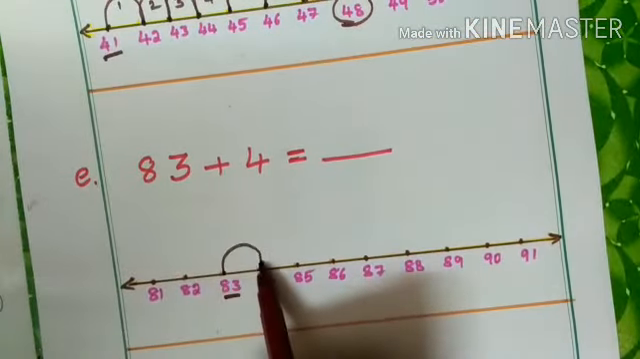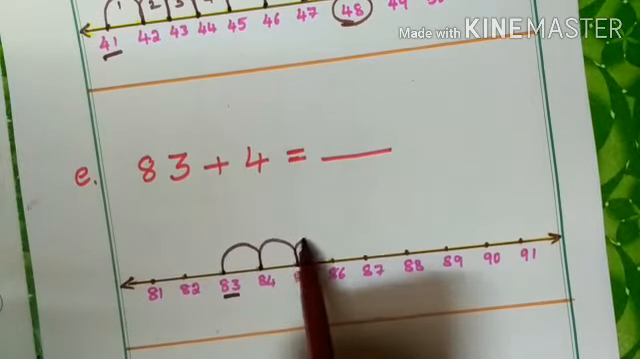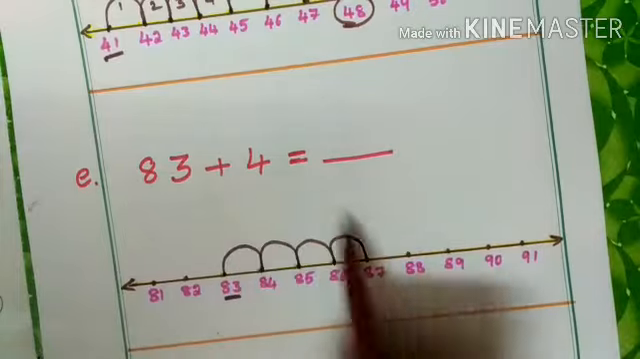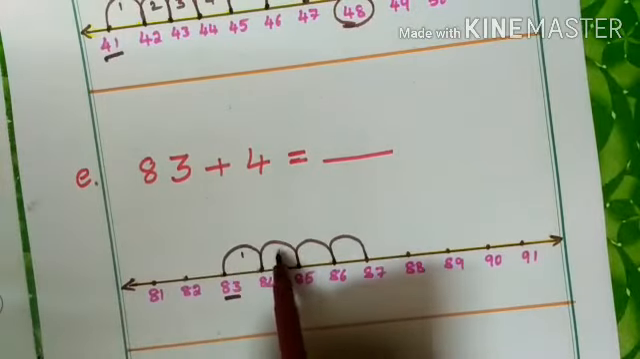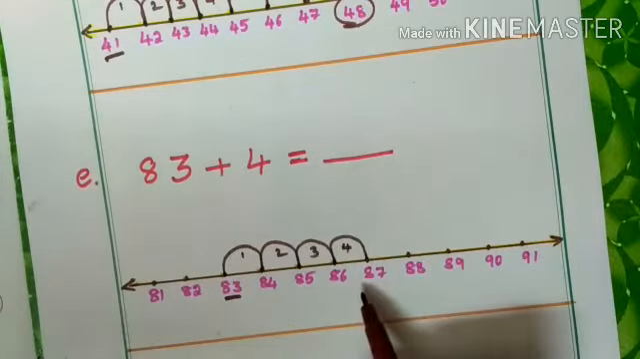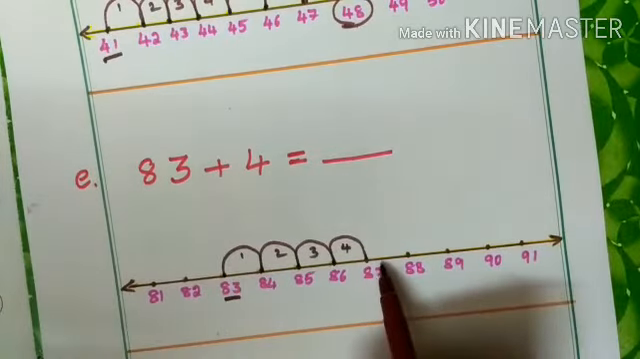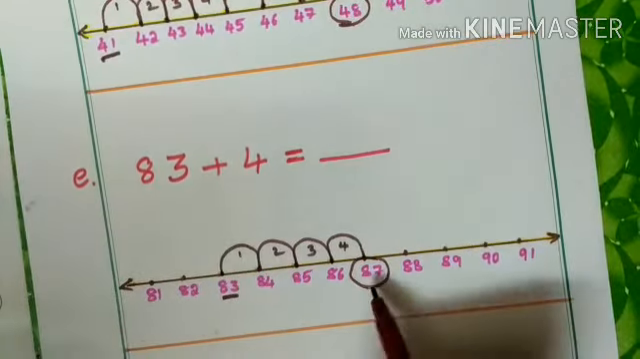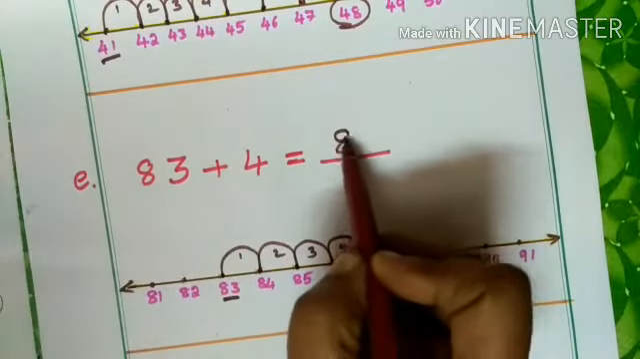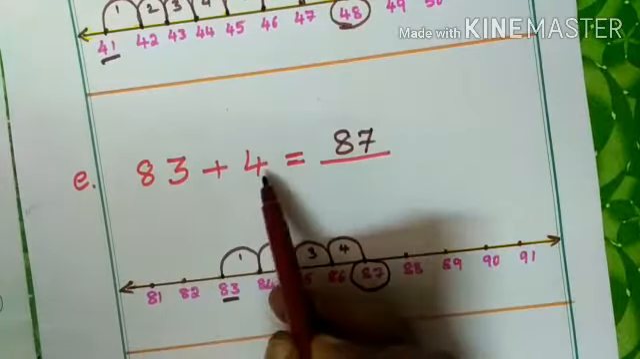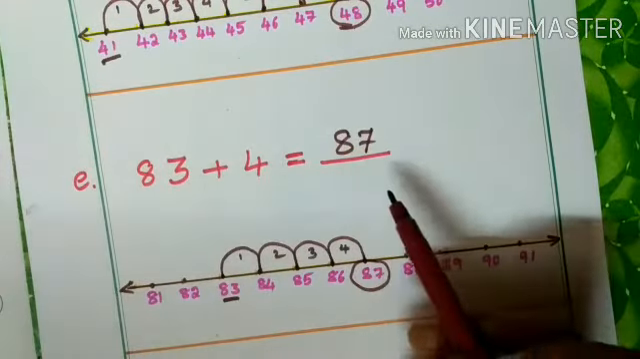Now we jump it. 1, 2, 3, 4. 4 steps we jump. Now we write here 1, 2, 3, 4. 4 steps we skipped. Now where we reach? Yes, we reached at 87. Now we circle it, 87. Now we write answer 87 in this box. 83 plus 4 is 87.